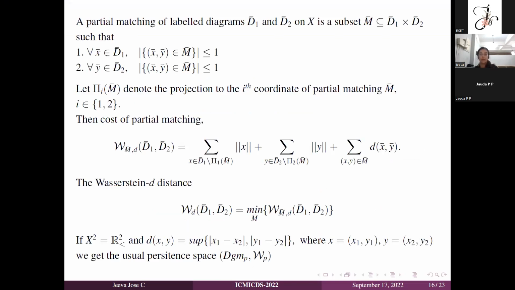Now, we have label diagrams. The partial matching is defined as a subset of D1 bar cross D2 bar, satisfying this condition. That means corresponding to every point X bar, we are associating a single point Y bar in D2. And similarly, corresponding to any point Y bar in D2, we are associating a point X bar from D1 bar. And for this partial matching, we can define the cost of partial matching in this way. And the Wasserstein distance is the minimum of this cost of partial matching.